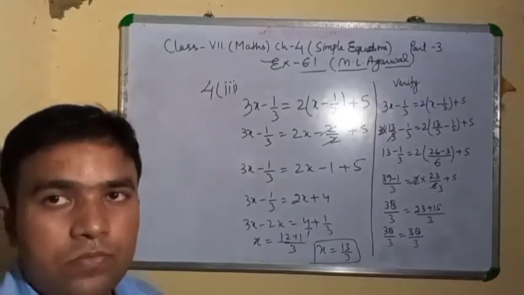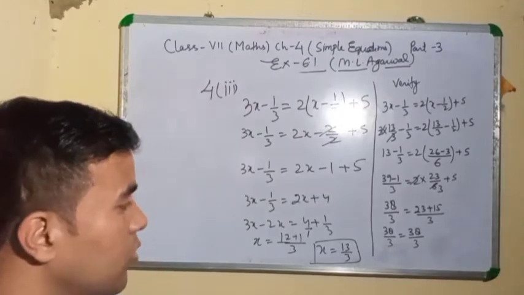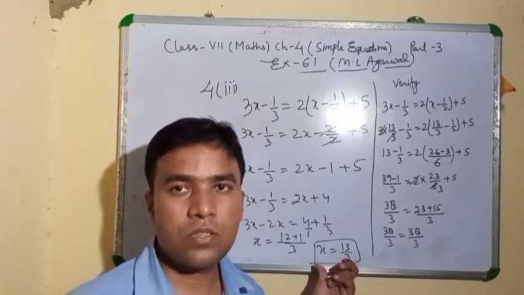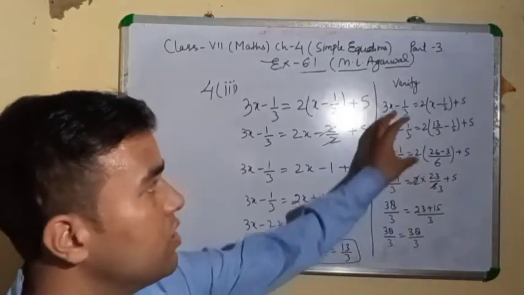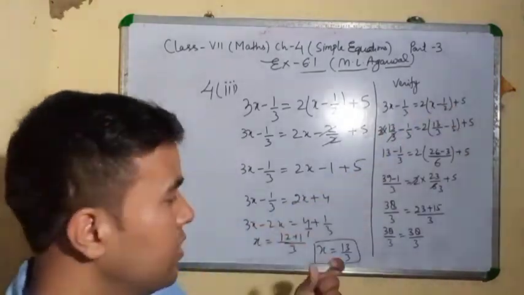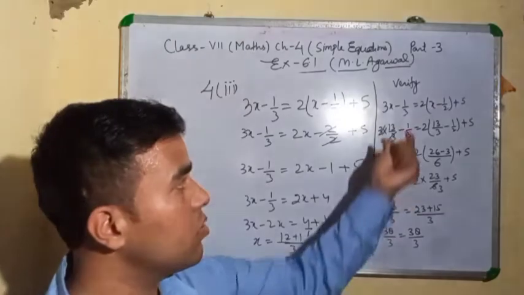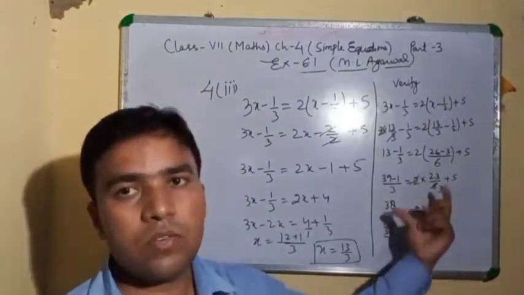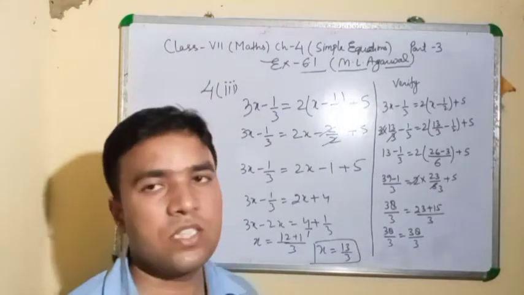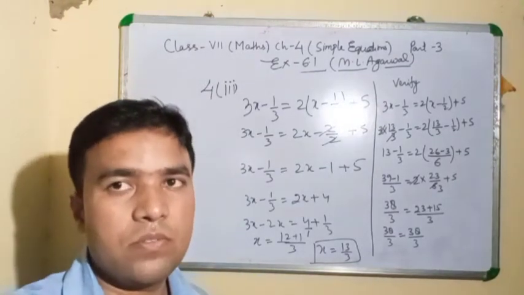Note down this. Verify means whatever your answer is coming of x, that value you will put in this equation. Clear? x equal to 13 by 3, you will put here and solve it. If left hand side and right hand side is coming same, that is verified.